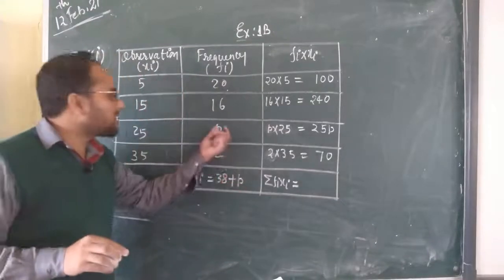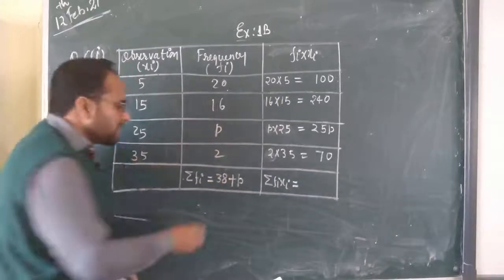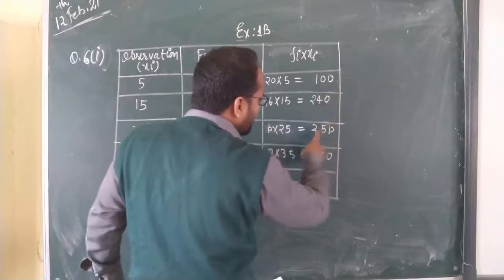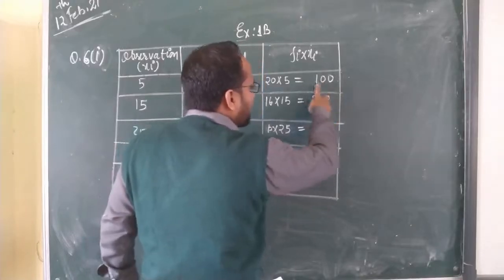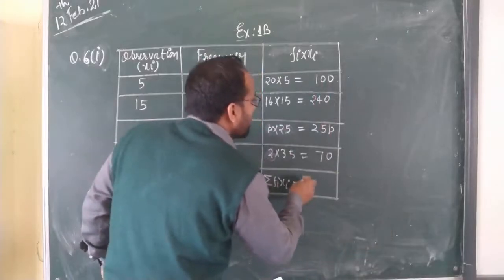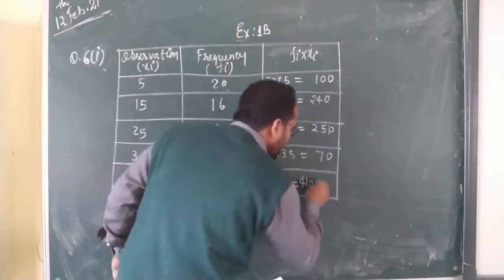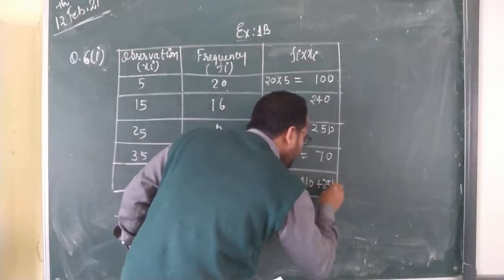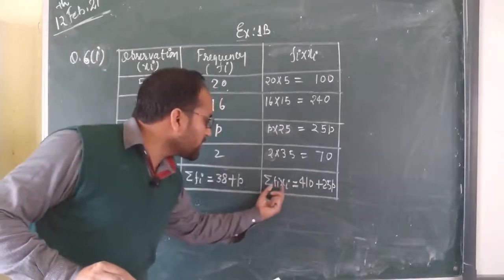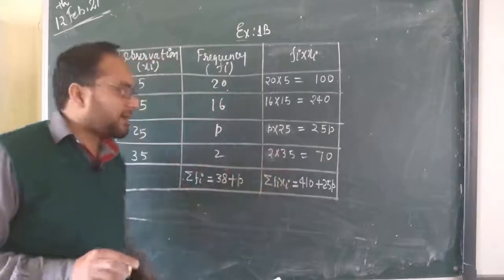Like in algebra, this is an unknown quantity, we don't know about this one. Our aim is to find the value of this p. Okay, so 38 plus p. In this case, same, you add this one, 240 plus 100, 340, 340 plus 70, you will get 410, and 410 plus 25p is the sum of fi xi.